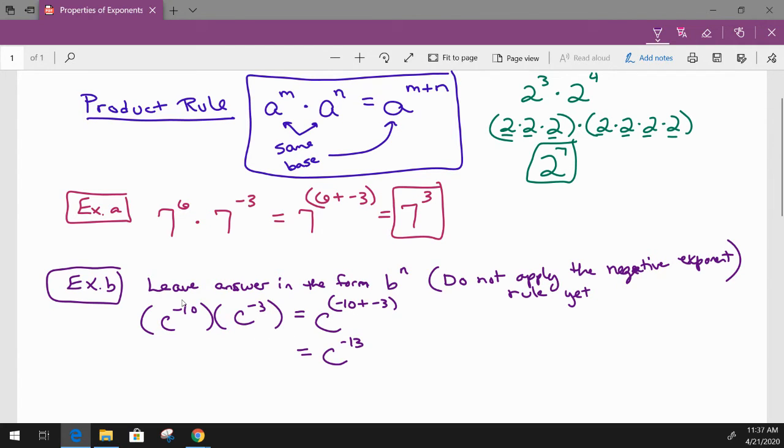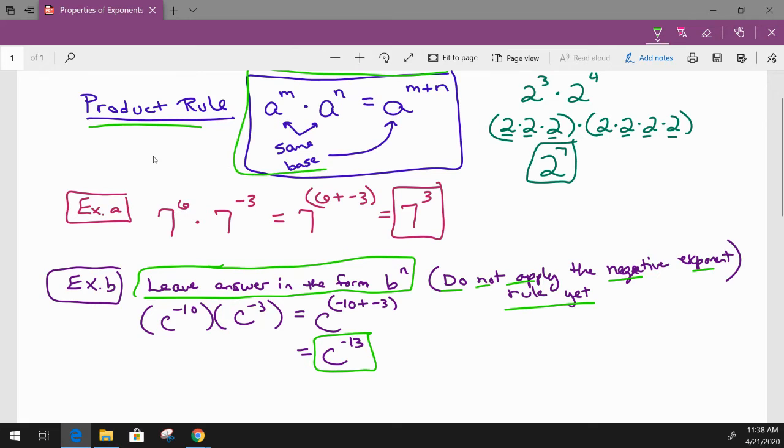And because the directions said to leave the answer in the form of b to the nth power, I am not going to apply the negative exponent rule. I'm just going to leave my answer as c to the negative 13th until I'm introduced to that rule and I apply that rule. So for right now, we're getting used to using that product rule, which again means that when you have the same base and you are multiplying, the exponents get added, but the base stays the same.